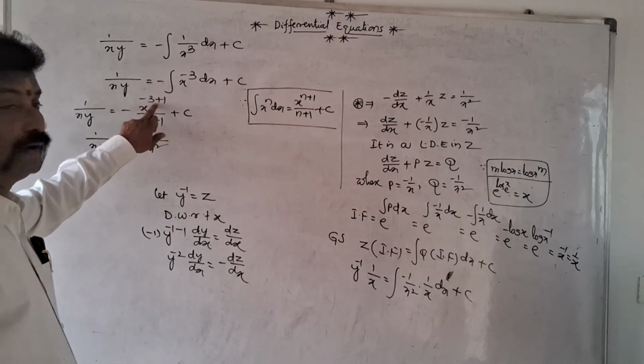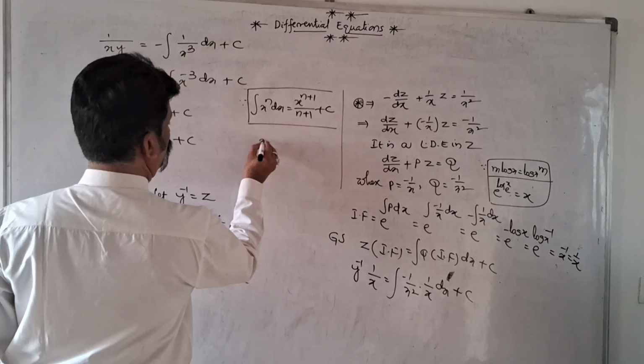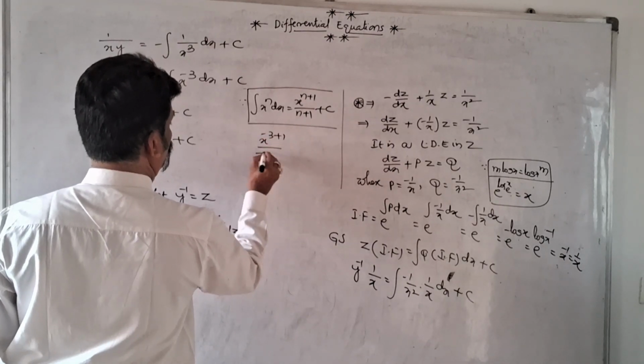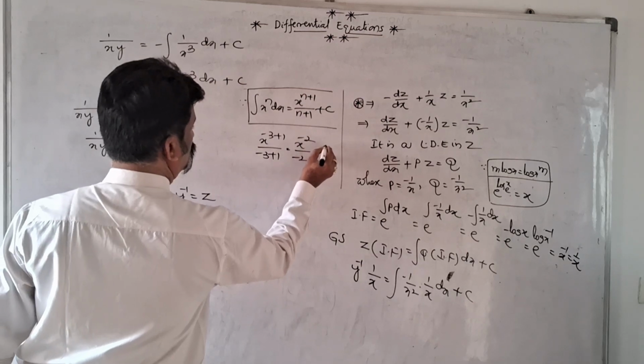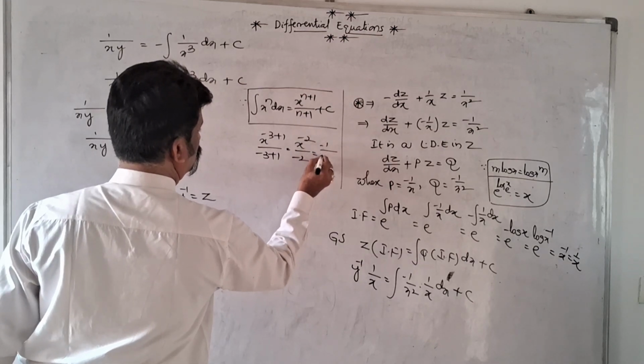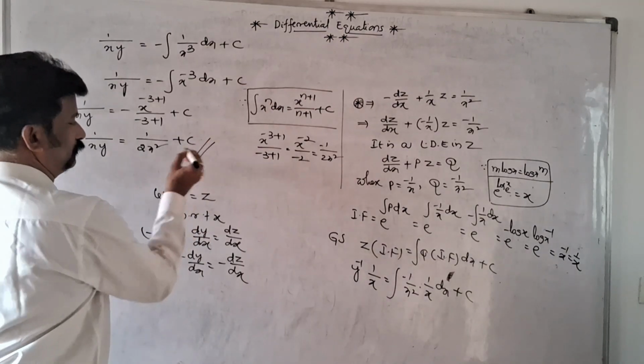Why? Because x^(-3+1)/(-3+1) means x^(-2)/(-2). So this is equal to 1/(2x²) + c. That's it. This is the final answer.